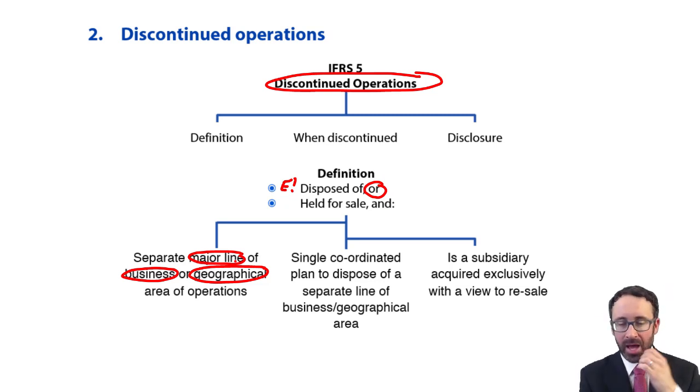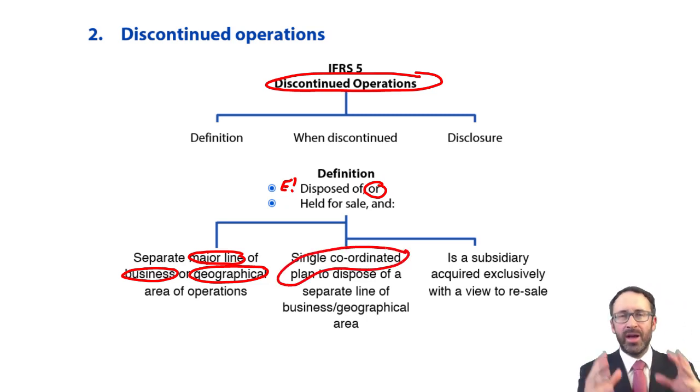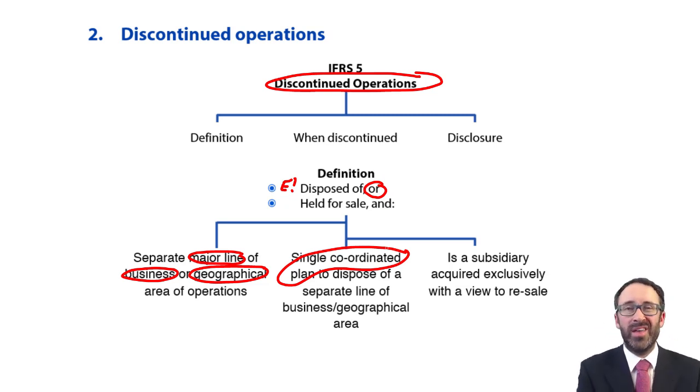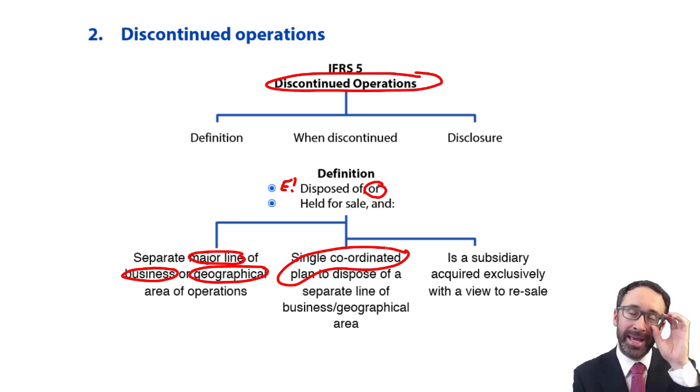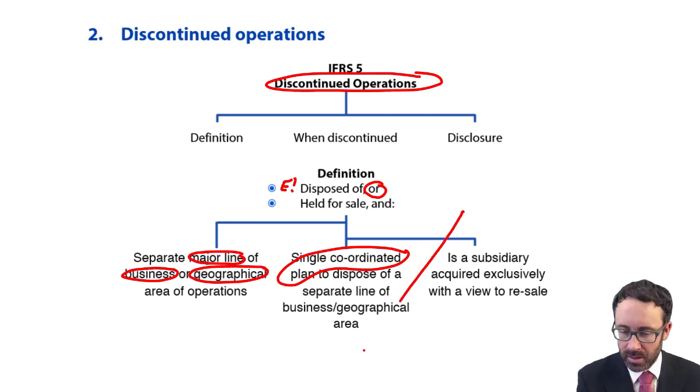Okay. It could be then also that it's a single coordinated plan. So you have to have a plan to be able to go through and do it. It's not being done in separate stages. Or alternatively, it is discontinued if it is a subsidiary that you've acquired and you're looking there to just dispose of it and just make some quick gains upon it. Okay. But it tends to be that we focus on the first two as opposed to that final element there.